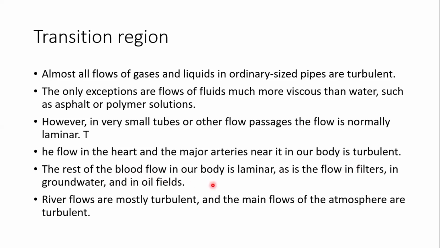And then the rest of the blood flow in our body is laminar, as is the flow in filters, in underground water, and then in oil fluids, right? Okay. Then river flows are mostly turbulent, and then the main flows of the atmosphere are turbulent. So I think turbulent flow is actually more common than laminar flow. But laminar flow is not something that we don't see. It happens often as well. Is that okay? So these are just examples of situations where we can have laminar and turbulent flow.